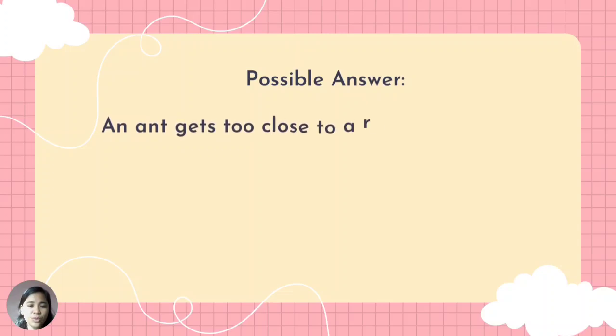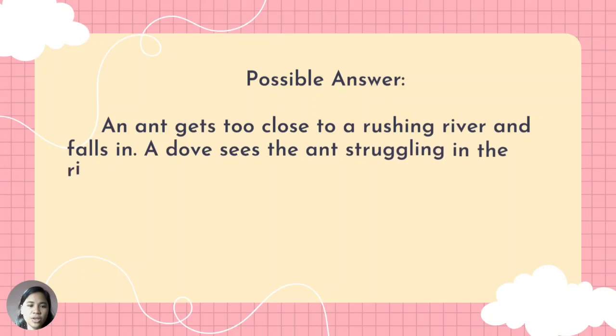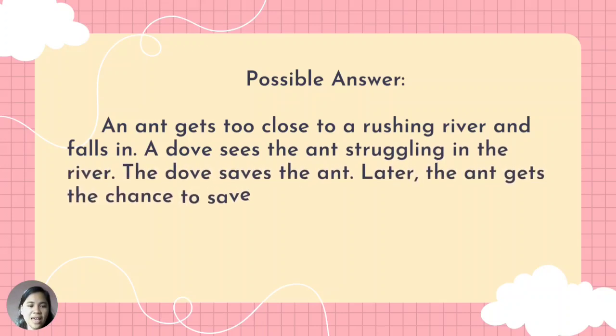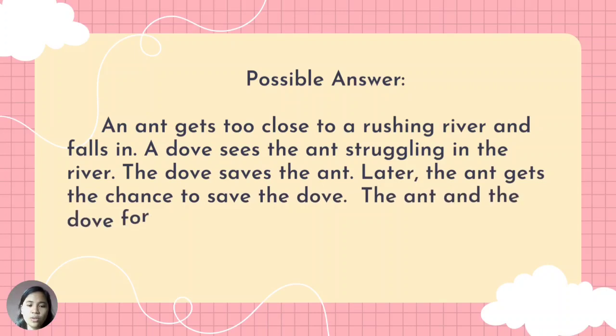An ant gets too close to a rushing river and falls in. A dove sees the ant struggling in the river. The dove saves the ant. Later, the ant gets the chance to save the dove. The ant and the dove form a lasting friendship.